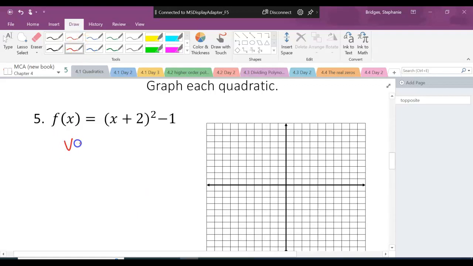What would my vertex be here? Negative 2, negative 1. And just so that I have it in my mind when I go to graph, is this thing going to open up or open down? Up, because my a value is positive. There's a 1 out there. So the first thing I want you to do is plot that point, negative 2, negative 1, on your graph. This is the center of your parabola. Okay, so negative 2, negative 1 is going to be my starting point.